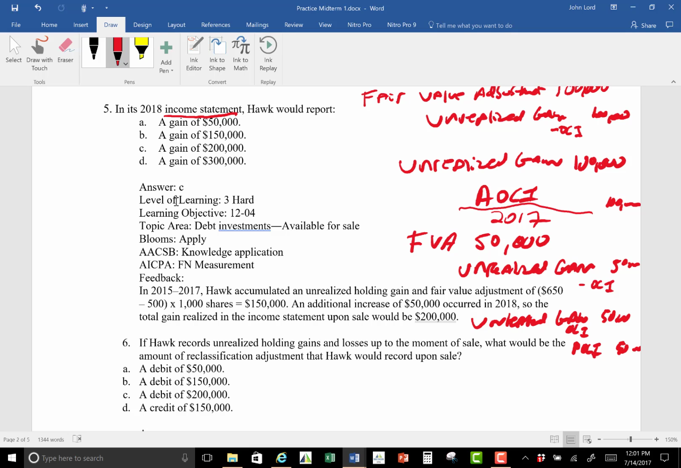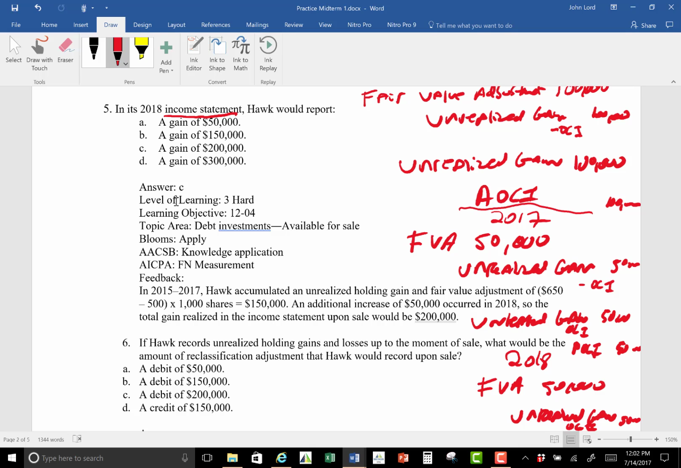50,000, didn't it? Okay, so at that time, I'm going to debit FVA for another 50,000, and I'm going to credit the unrealized gain for OCI for another $50,000, right? That's in 2018. So I'm bringing the security up another 50,000 here now, right? In 2018, and taking my OCI gain, so that's 50,000.